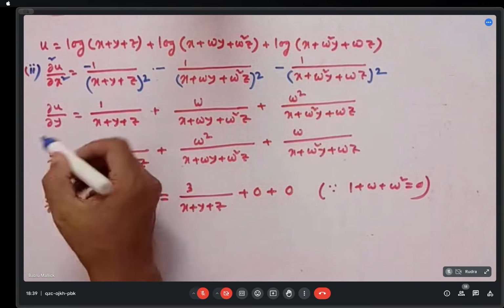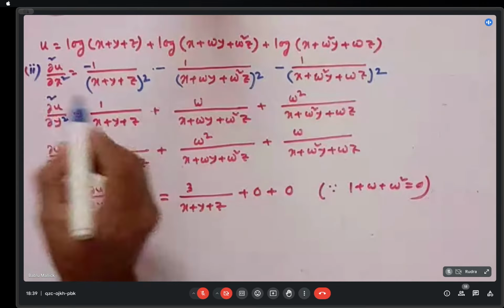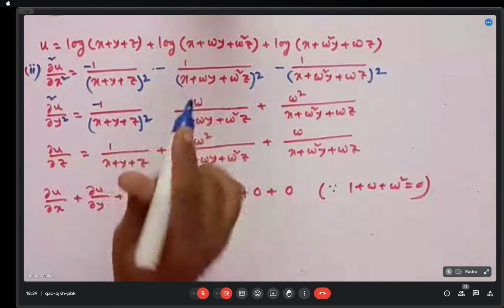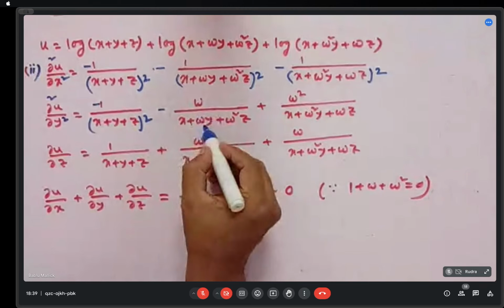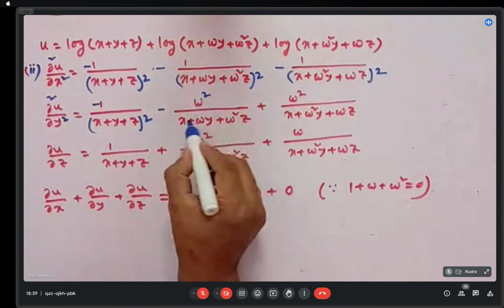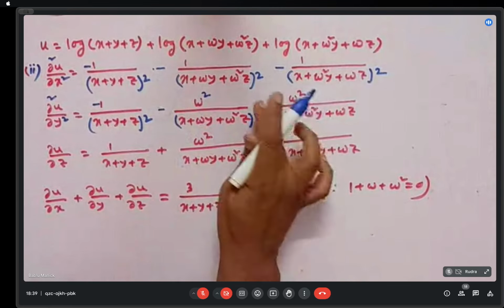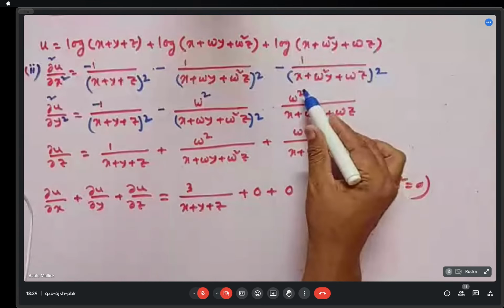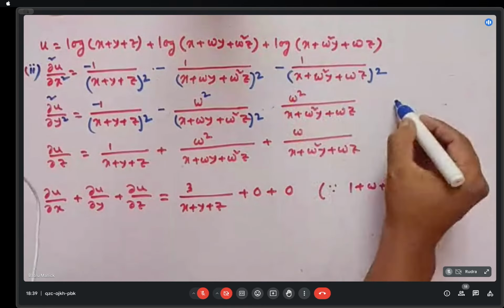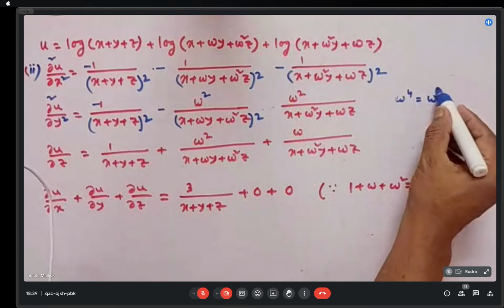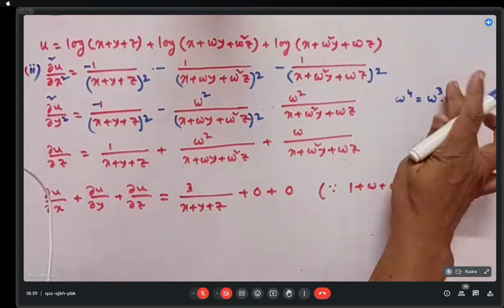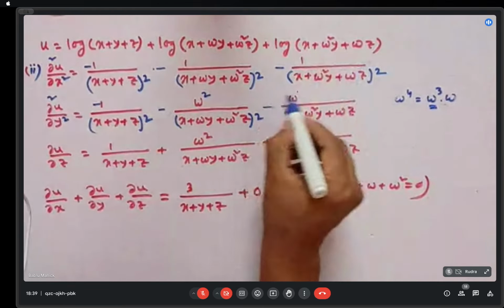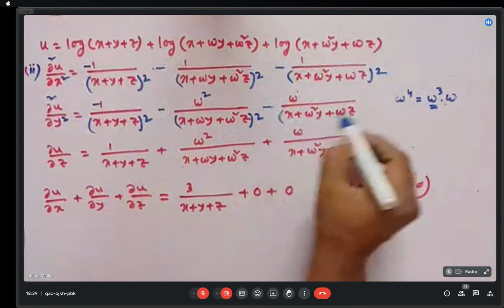Now del 2u del z2. It is minus of this square. This will be minus of with respect to z derivative. Here we get omega to the power 4. And again omega to the power 4 মানে it is omega. So this will give you a omega divided by this square. And here we get minus of omega square by this.